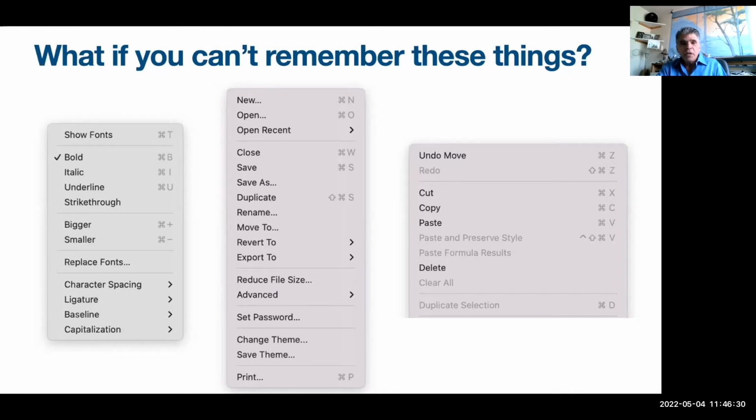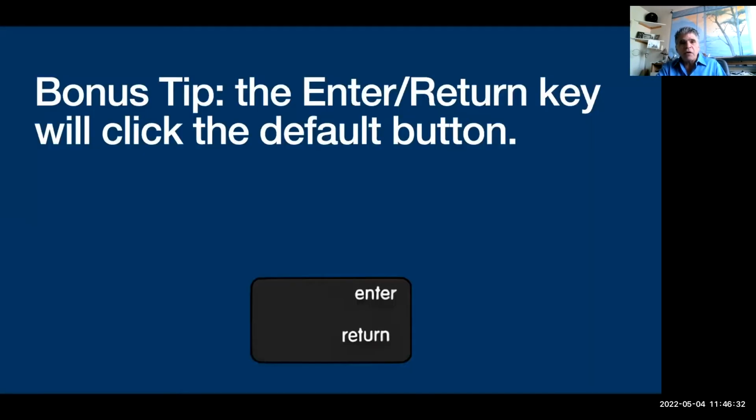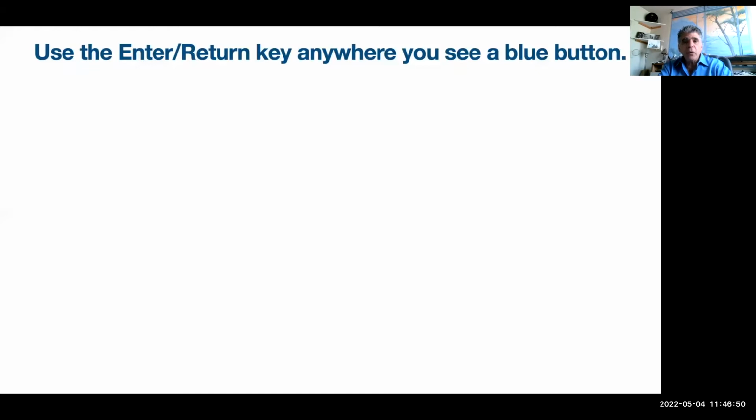Okay. So let's see what else we have here. Oh, the bonus tip: the enter and return key. On some keyboards it says enter, some keyboards it says return. It's the big button on the right, and some keyboards like the one I've got, it says both. So anywhere you see a blue button, the default button, you can click it by hitting return.